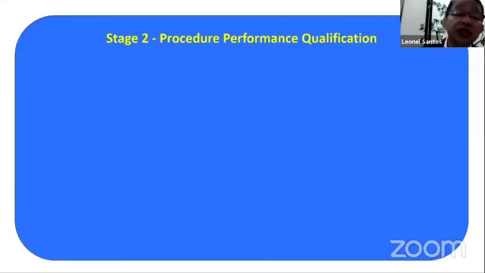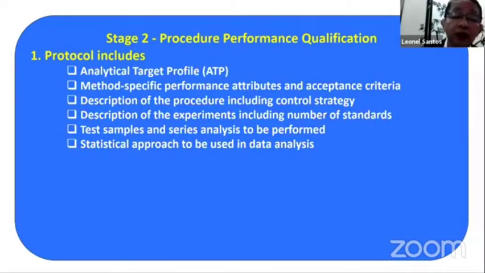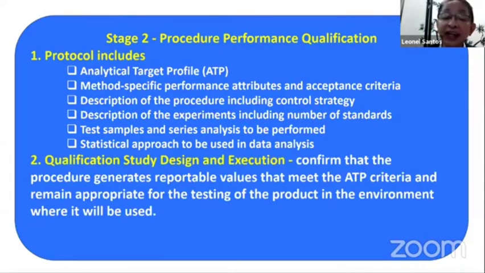So when you start stage two, which is the procedure performance qualification, it has 3 elements. The first one is to establish a protocol. What are those protocols? Protocols are those that contain the ATP, the method specific performance, the description of the procedure, description of the experiment, test samples, and all the statistical approach to be used for data analysis.